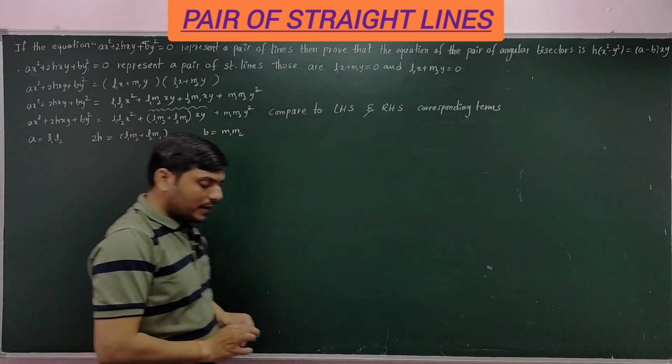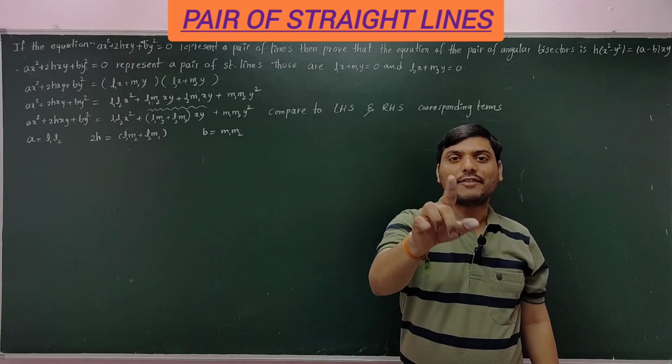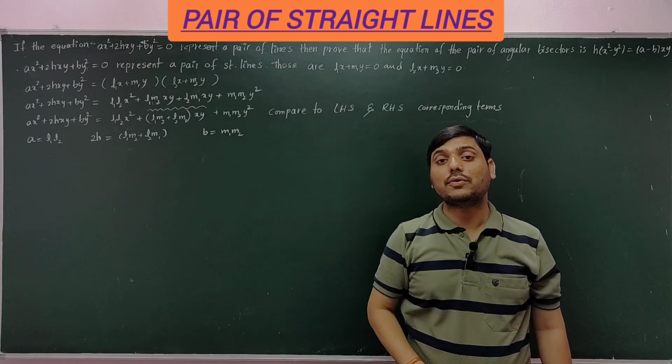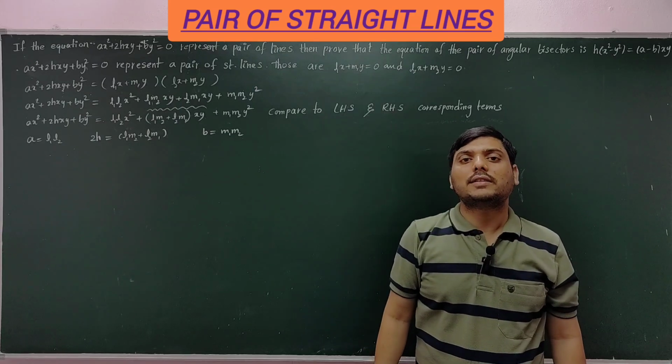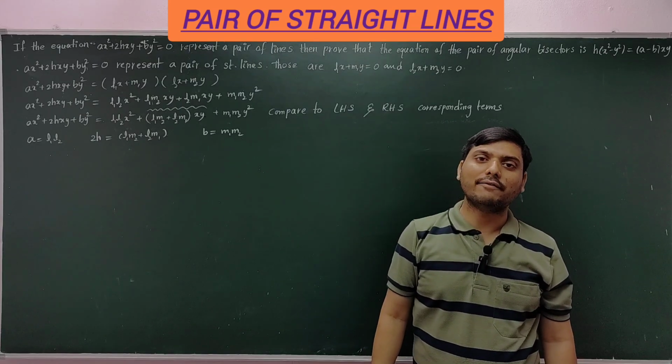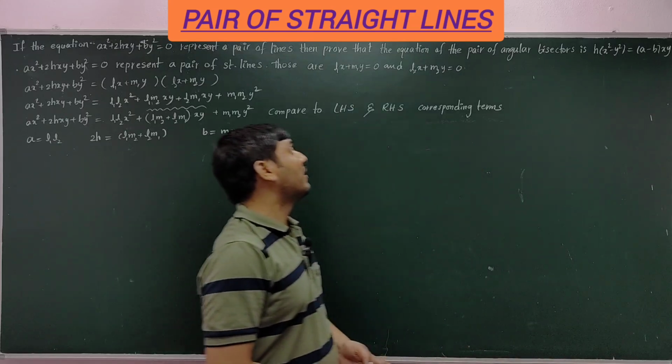Clear? Now the three terms are, tell me once again, students: small a value is L1 L2, 2h value is L1 M2 plus L2 M1, and the last term, b value, is how much? M1 M2. Now what is the condition of the given problem?